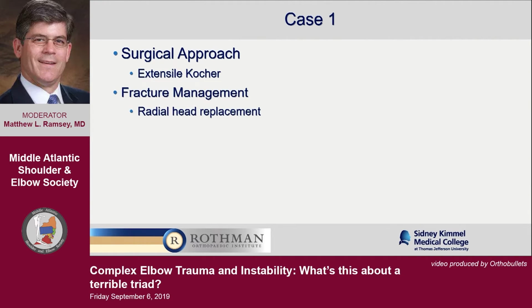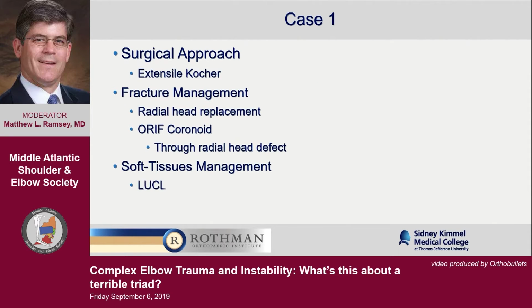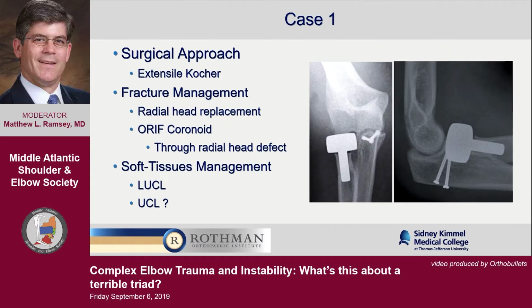Fracture management, in this case, we replace the radial head. Since we were replacing the radial head, you can access the coronoid through that defect, and then on the way out, repair any ulnar collateral ligament. Well, we already talked about that. I did not fix the ulnar collateral in this case.